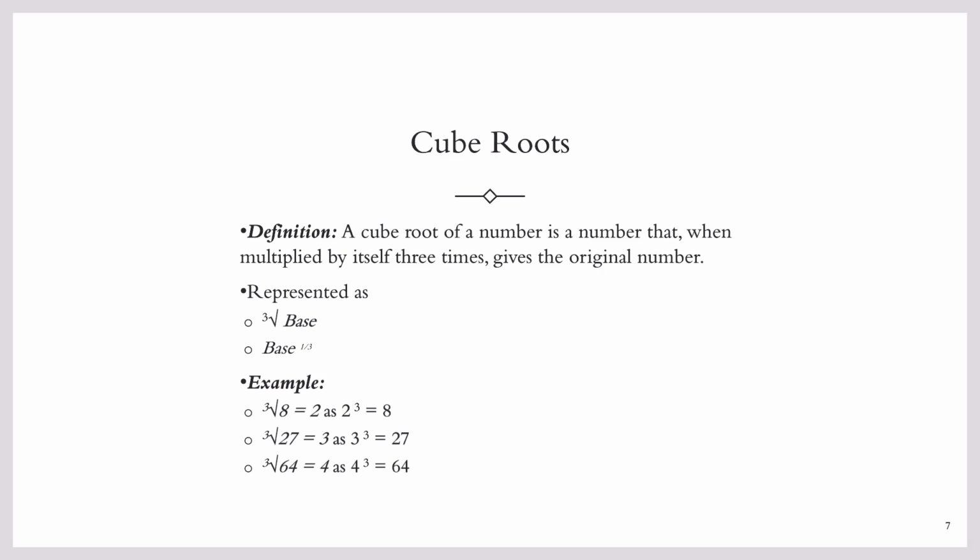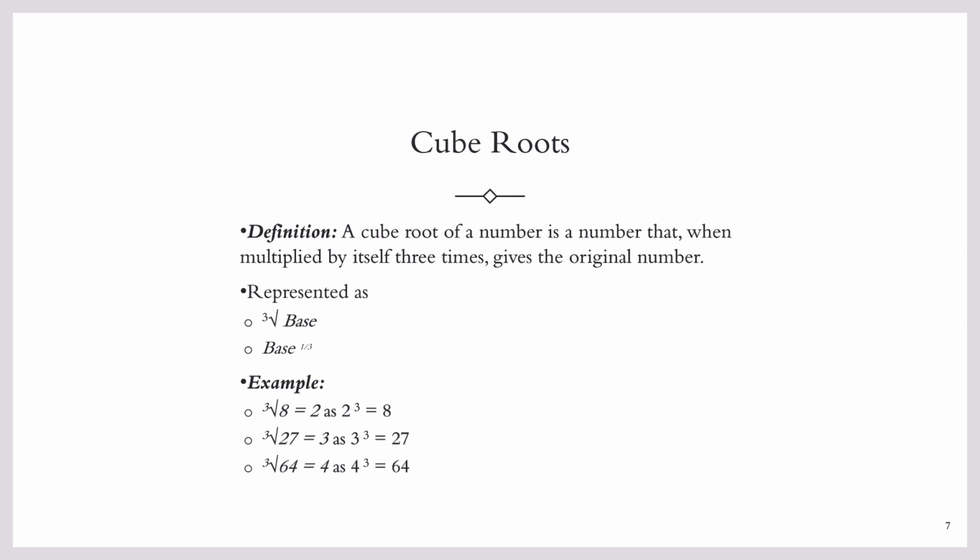Cube root of a number is a number that when multiplied by itself 3 times gives the original number. It is similar to square roots, but rather than going for squares, we are going for cubes. As cube root of 8, in the given example, you can see is 2. Why? Because 2 cube is 8. Cube root of 27 is 3 because 3 cube is 27, and cube root of 64 is 4 because 4 cube is 64.